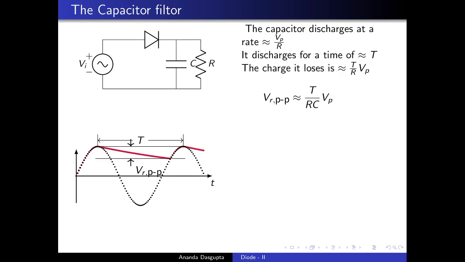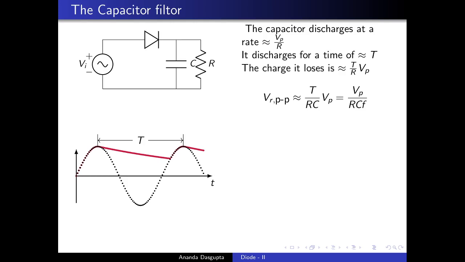So as long as the time constant of the circuit is much, much longer compared to the time period of the signal, we have a very tiny amount of ripple, which is what makes for a good filter. So we can easily achieve that by choosing a large enough capacitance, provided R, the load resistance, has a reasonable value. Another way of expressing the same thing would be Vp by RCf, where f is the frequency, 1 by T.